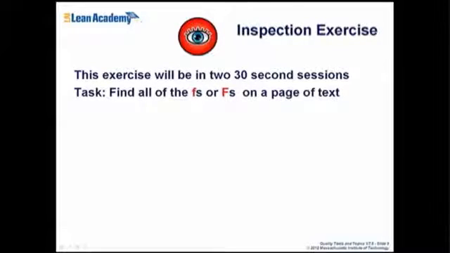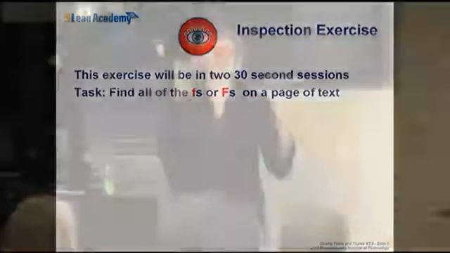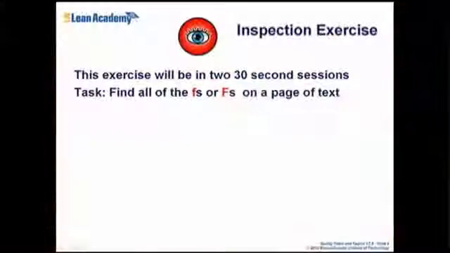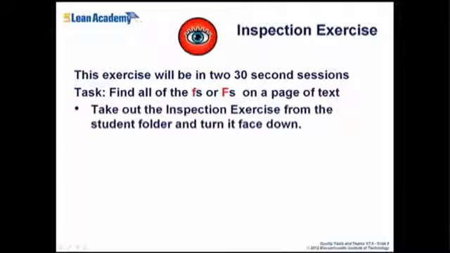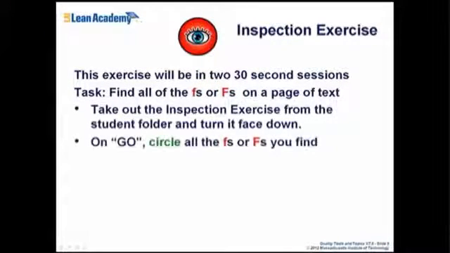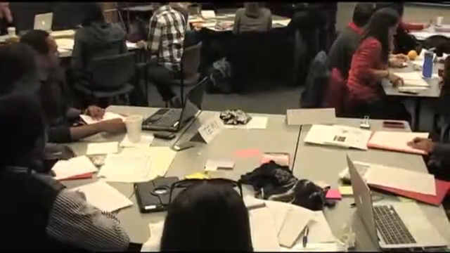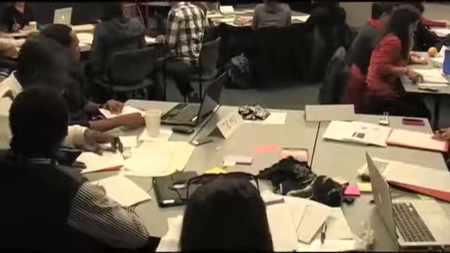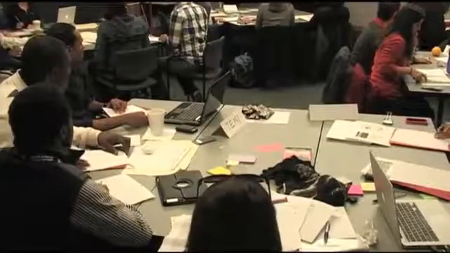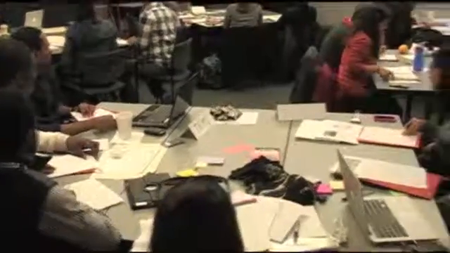So your first task is to find all of the lowercase or uppercase F's on a page of text. You're an inspector. You are the F inspector. When I say go, you are going to circle all the lower and uppercase F's that you find. On stop, I want you to turn your sheet over, and we're going to pass it to the right. So everybody clear? I say go, you flip your page over, you circle. It's important that you circle all the F's, lower and uppercase. Ready? Go.